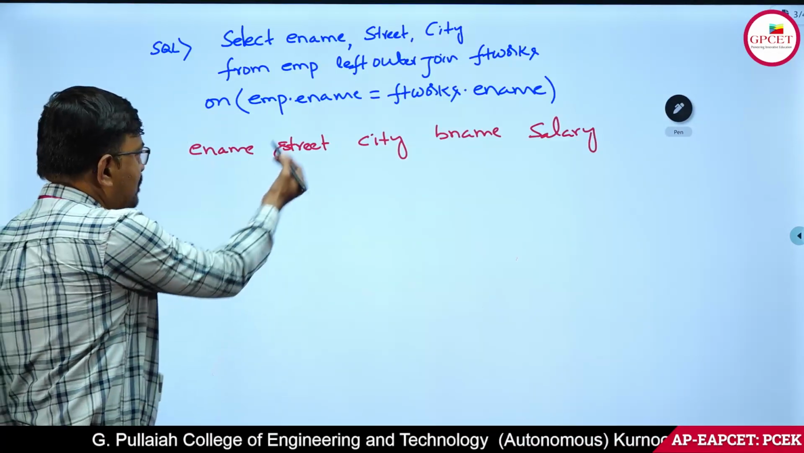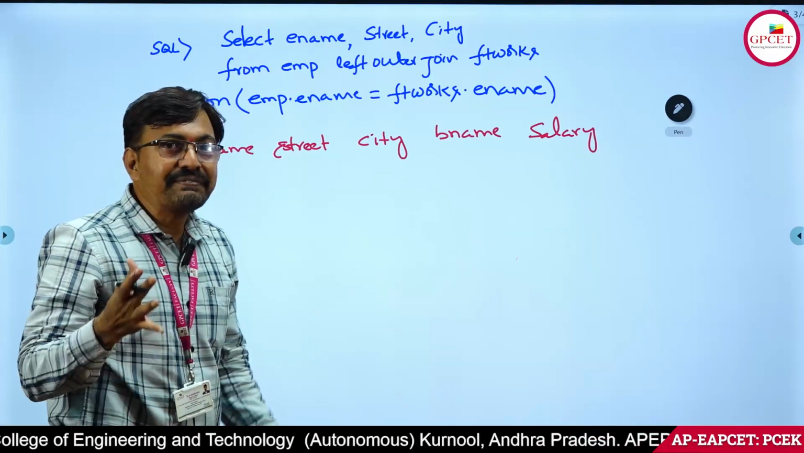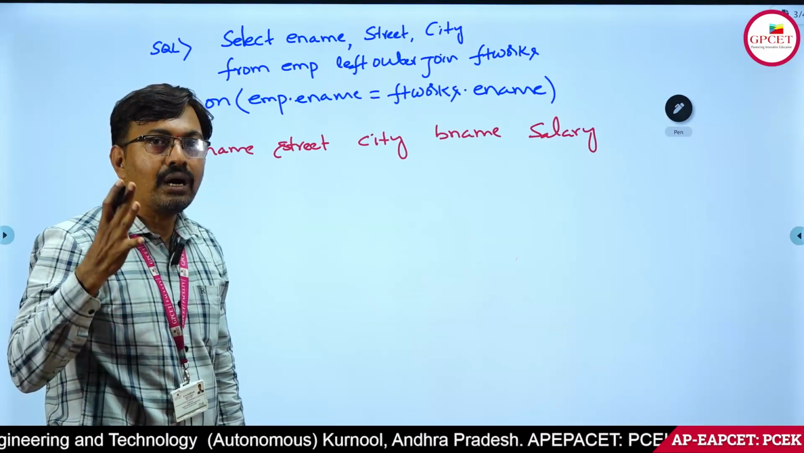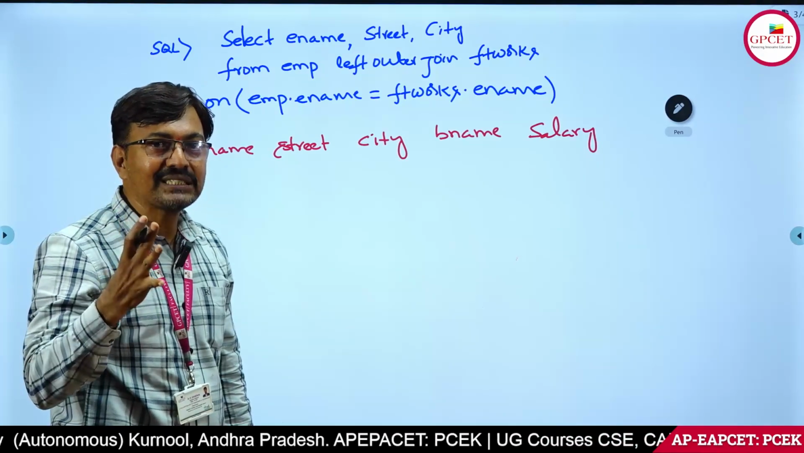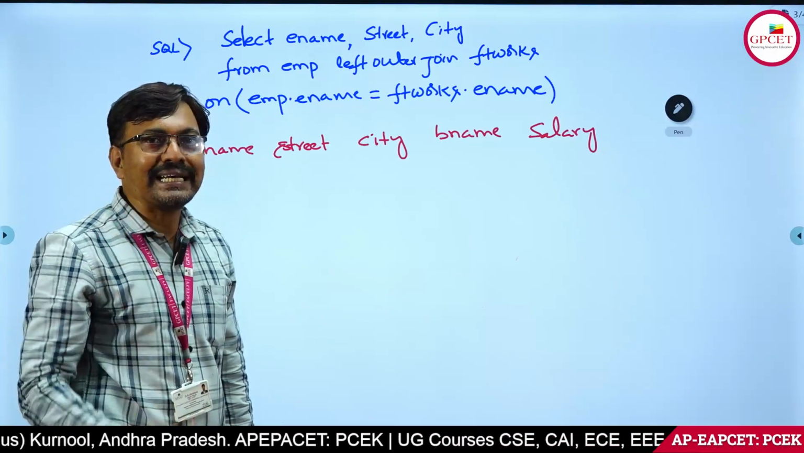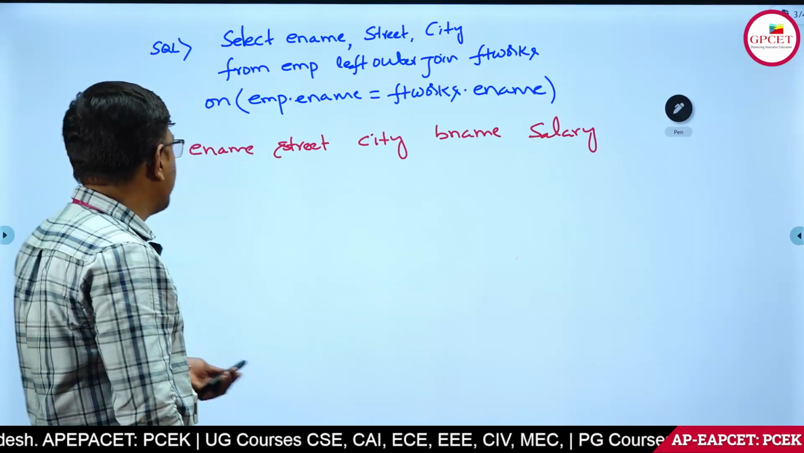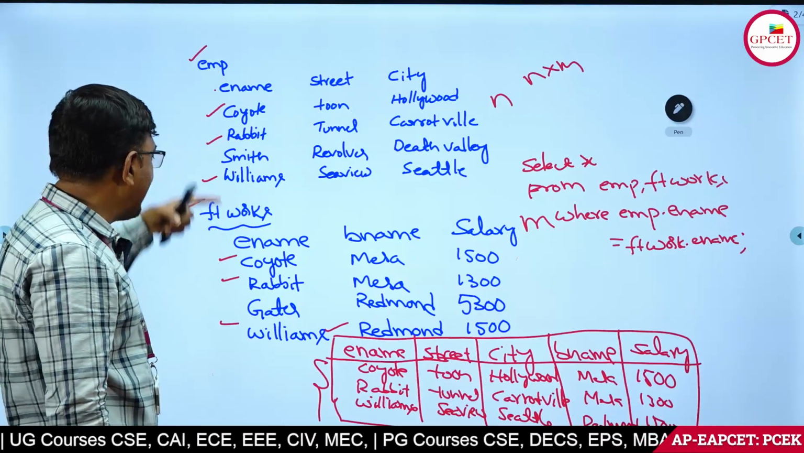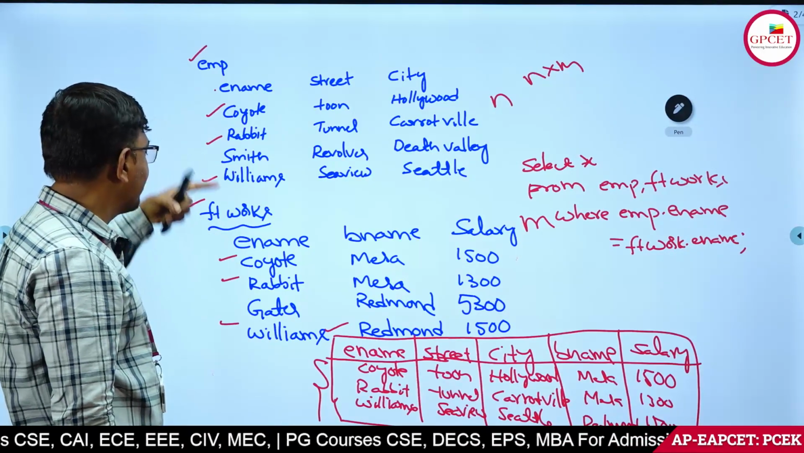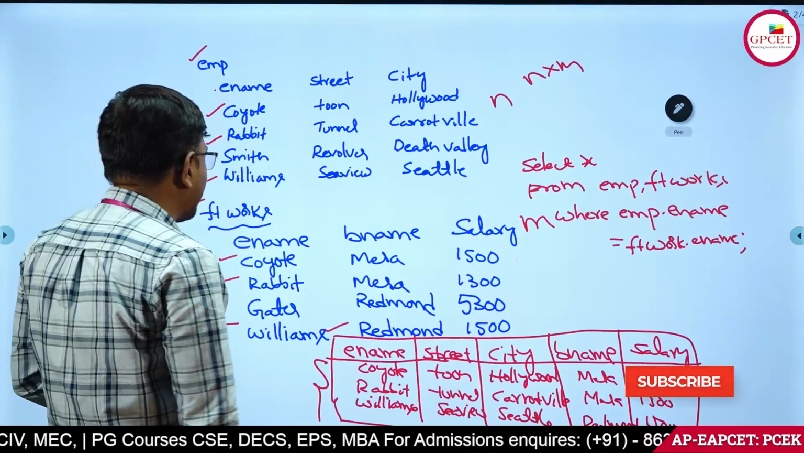That is employee name, street, city, branch name, salary. What is it according to our definition? Left outer join takes all tuples in the left relation that did not match any tuple in the right relation. Observe here two tables. Coed is common. Rabbit is common. Williams is common. First you write the three tuples, same like that only.